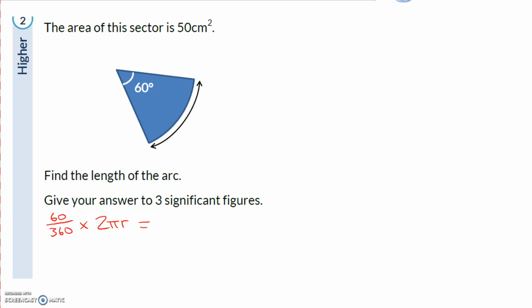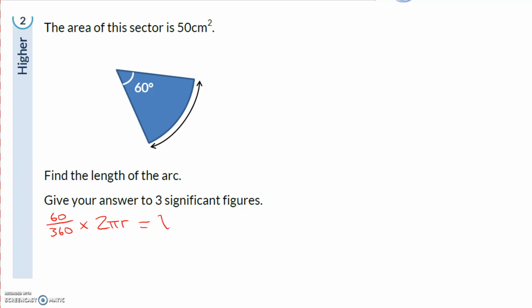So if we put equals L for the arc length, that equation tells me how I'm going to work out the arc length, but we don't know the radius. So we're going to need this equation, but we're going to need to come back to it in a bit. So how are we going to work out the radius?